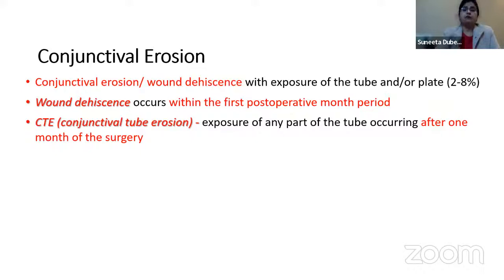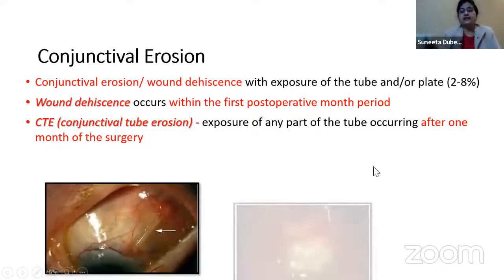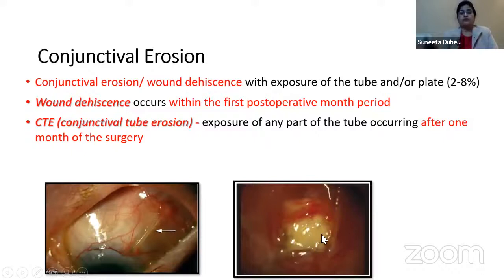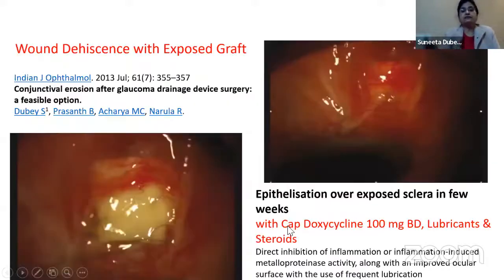A common complication, present in 2 to 8% of patients with tube implants, is conjunctival erosion or wound dehiscence. Wound dehiscence occurs early in the course of the post-operative period, and tube erosion occurs a little later. If the conjunctiva is relatively healthy, this conjunctival erosion can be treated conservatively. Doxycycline does have a role, with a lot of lubricants and steroids, and the conjunctiva can get epithelialized over a period of a few weeks.